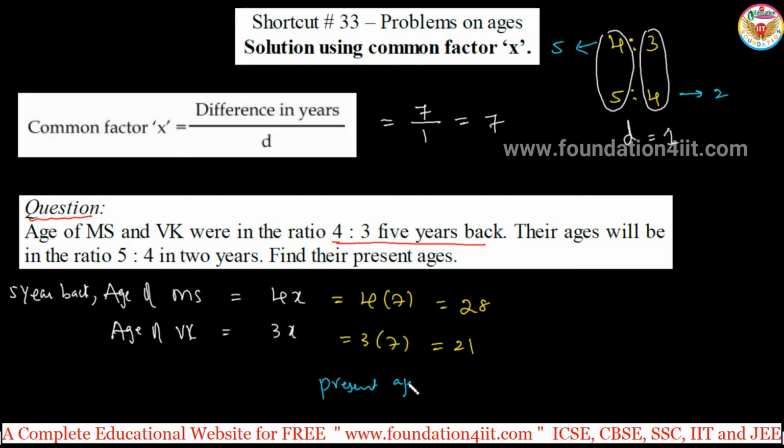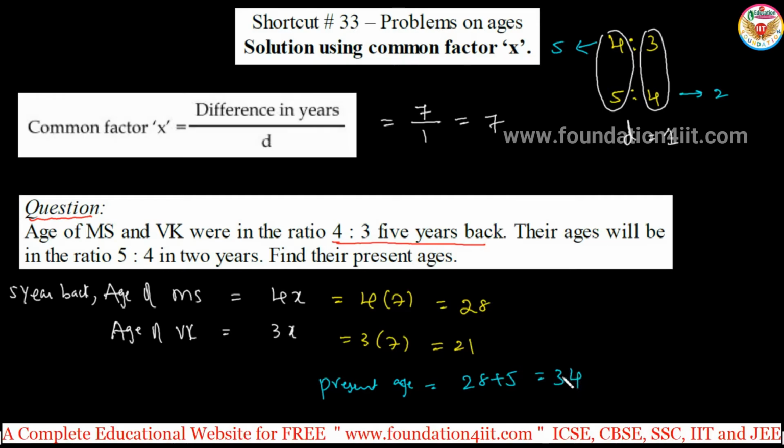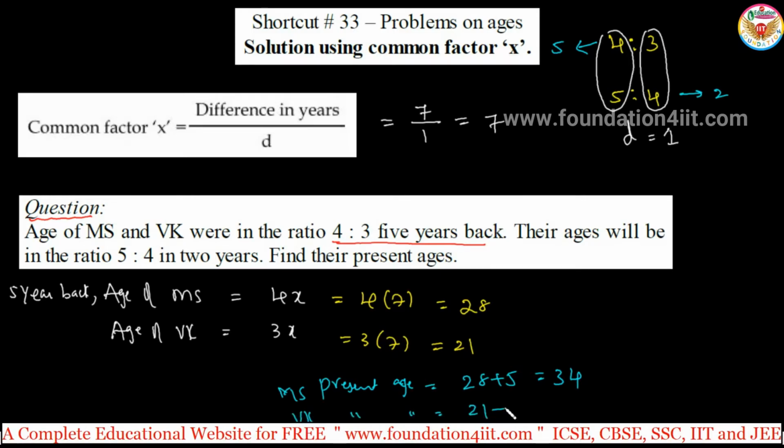Then present age is equal to 28 plus 5, that is equal to 33. This is the age of MS. So MS present age. Then similarly, VK present age is equal to 21 plus 5, 26.